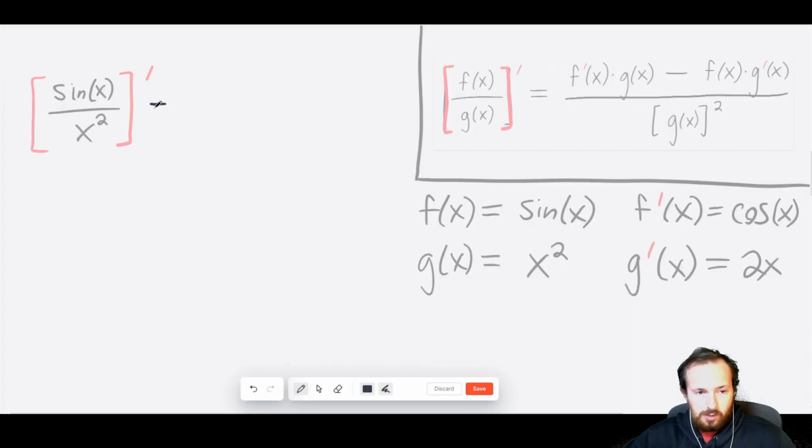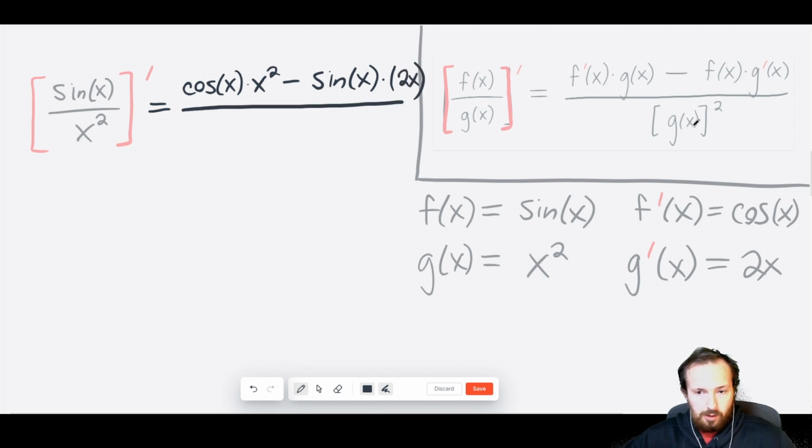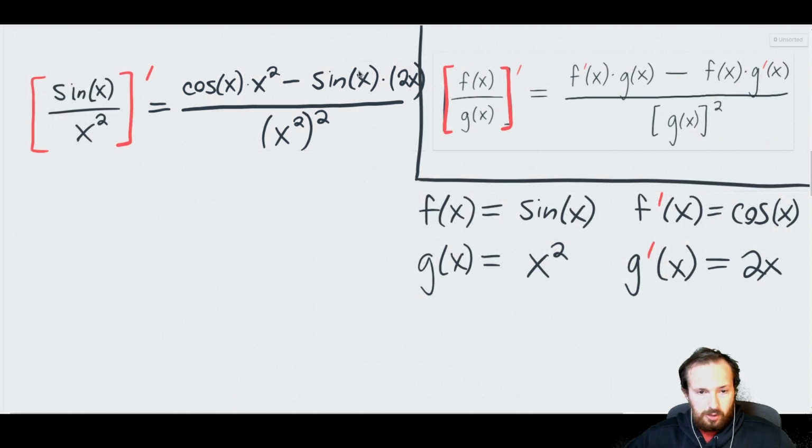So this whole thing is apparently going to equal f prime of x. What did we say that is? Cosine of x. So that's going to be cosine of x times g of x, which is x squared, minus f of x, which is sine of x, times g prime of x, which is 2x. So times 2x, and then divided by the whole thing over g of x squared. So that'd be x squared, squared, the whole thing squared. So there you go. That's the answer.